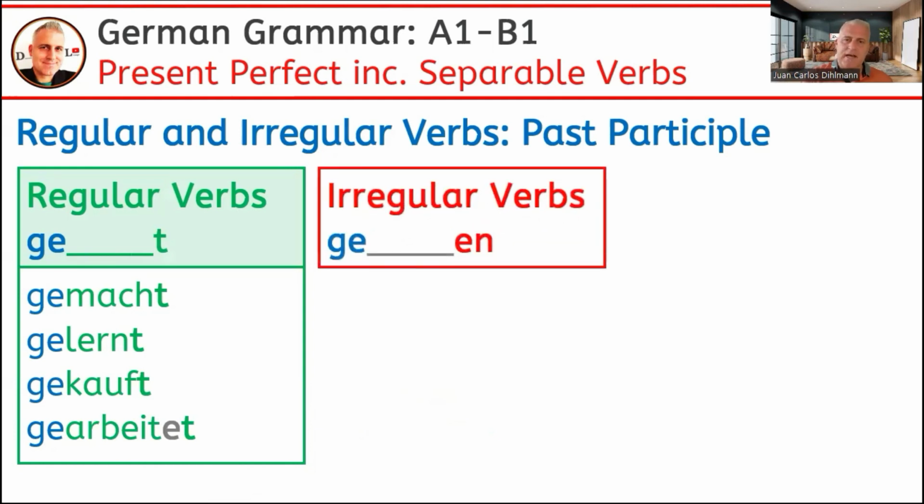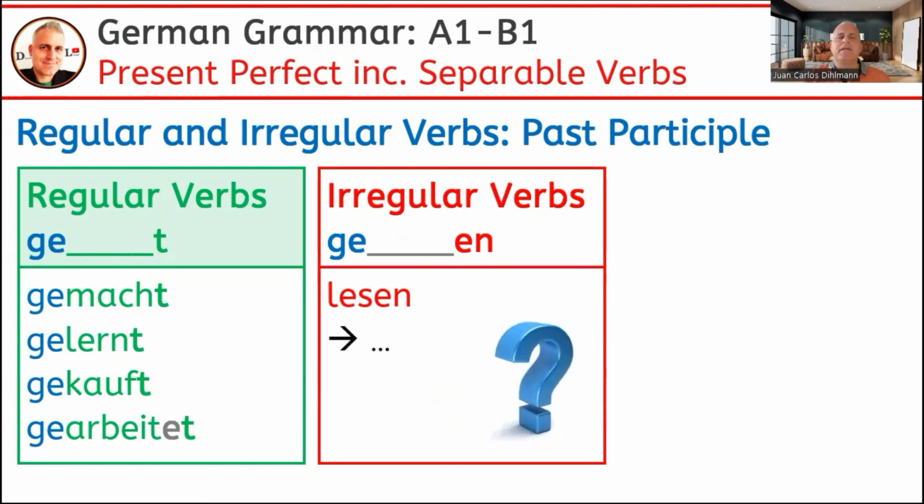Okay, let's have a look at the irregular verbs now. The pattern is quite similar, but of course the ending is different. Let's take an irregular verb like lesen, which means to read. What do we do? We cancel the infinitive ending and we get les. We put the g in front, just like with regular verbs, but now we need the ending n. So the past participle of lesen is gelesen.